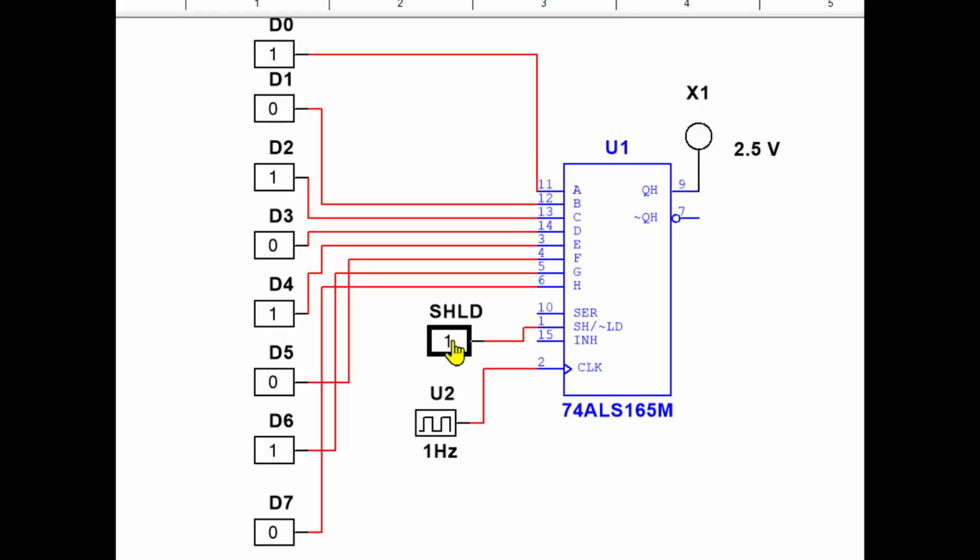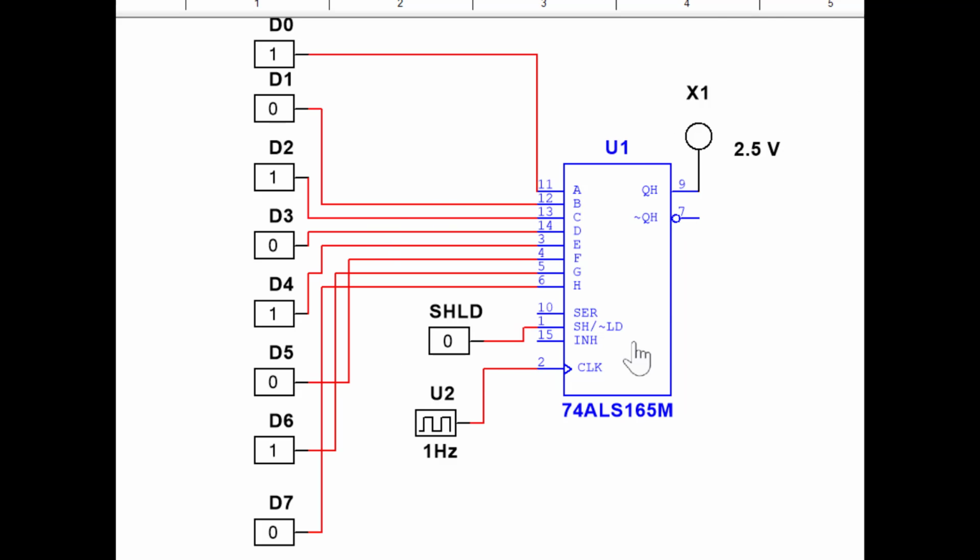Now here your shift and load is 1. First you have to load the parallel data. To load the parallel data you have to make load to 0 first. So now your data is loaded. Now you make it 1. Now you can observe your output 1 0 1 0 1 0 1 0. So you can clearly see now whatever the data you have given, that is again transferred to the serial fashion.